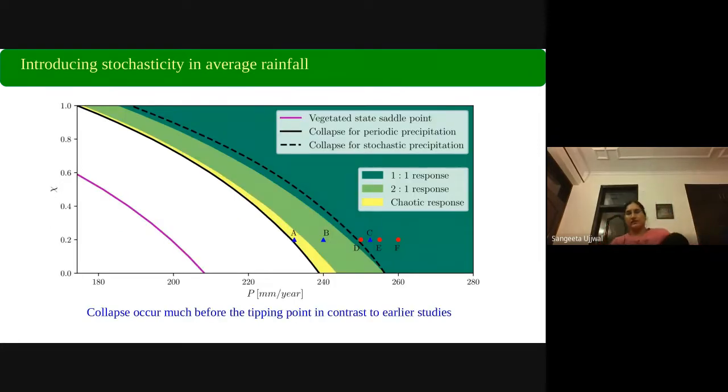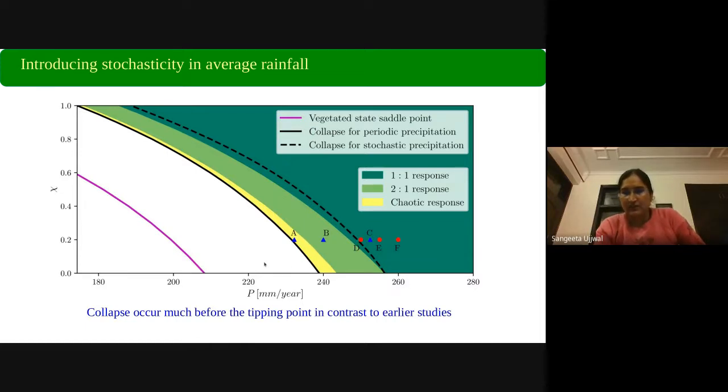Okay, so this is just to summarize what we have observed here in the P-chi space. So this is the vegetated state saddle point branch. This is for periodic precipitation, and if we introduce stochasticity in the precipitation, then the points at which the collapse occurs shift towards a higher value of P.